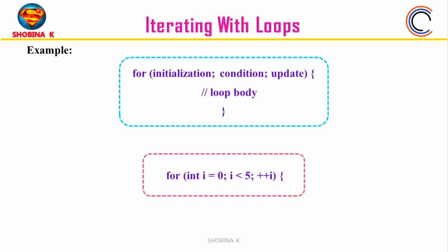In this code snippet, int i = 0. This is the initialization part. It initializes a variable i to 0 before entering the loop. i < 5. This is the condition part. The loop continues as long as the condition i < 5 is true. i++. This is the update part. It increments the value of i after each iteration of the loop. So this for loop initializes a variable i to 0, continues looping as long as i is less than 5, and increments i by 1 after each iteration.